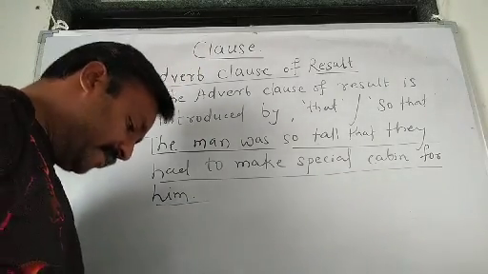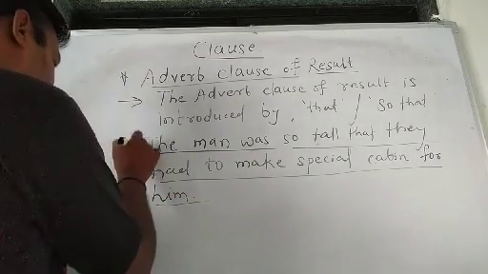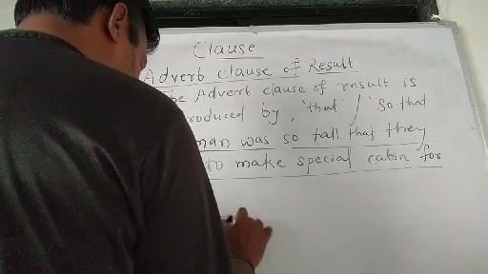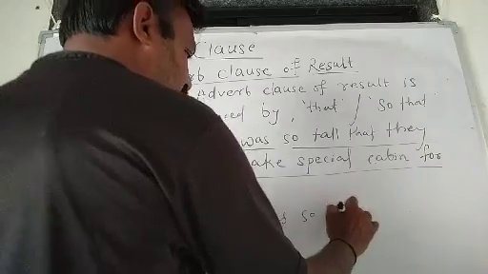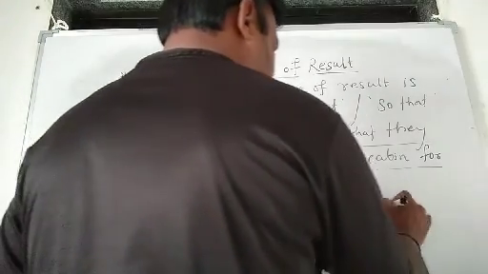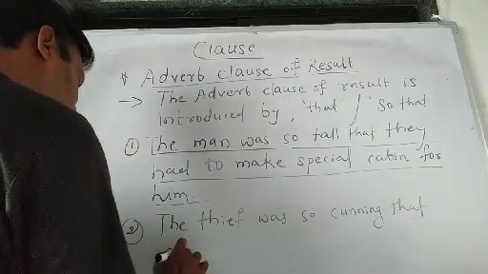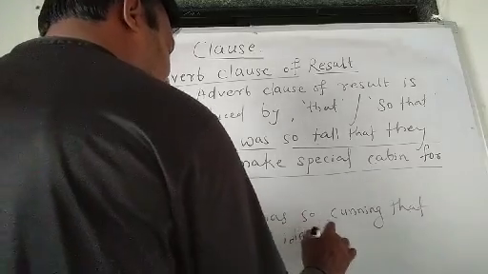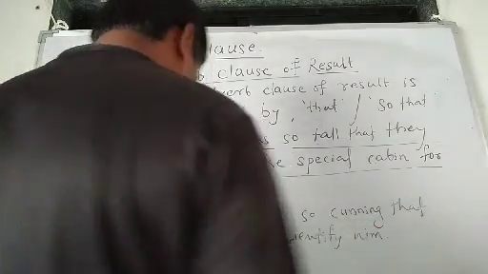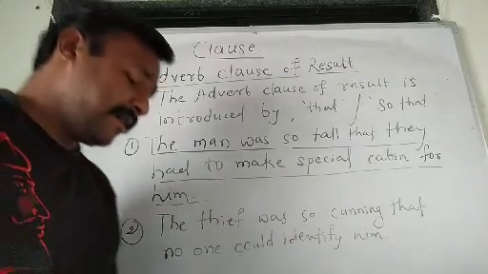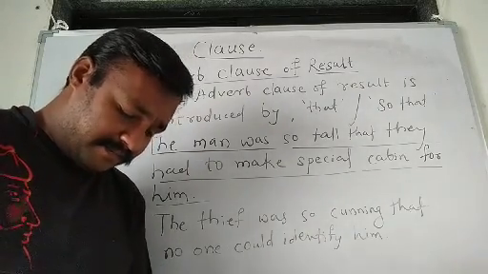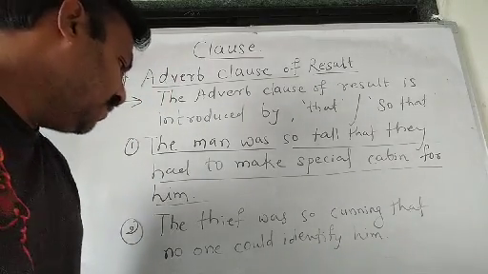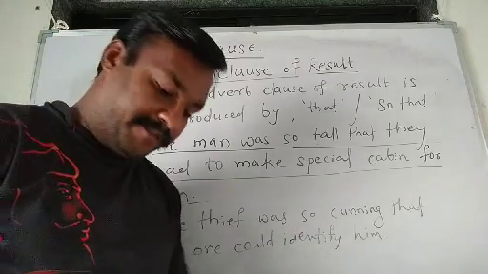One more example we will have. Second example. The thief was so cunning that no one could identify him. The thief was so cunning, and because of that reason, as the result of his cunningness, no one could identify him.